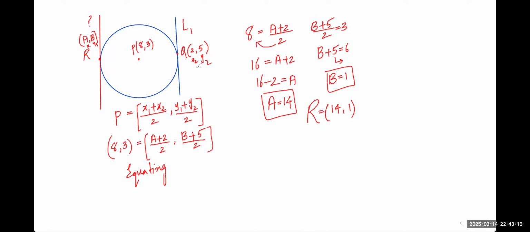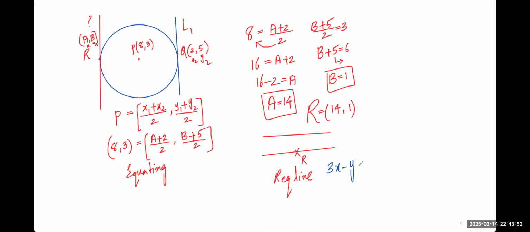We can go to point number 5 here. That expected figure will be like this. One line is this one. I want to find another line which is passing through this point R and parallel to L1. So the required parallel line will differ only in the constant. L1, we already know, is 3x minus y is equal to 1.